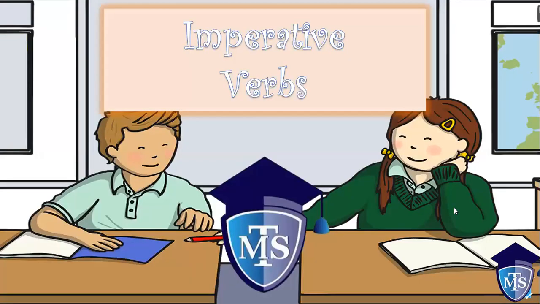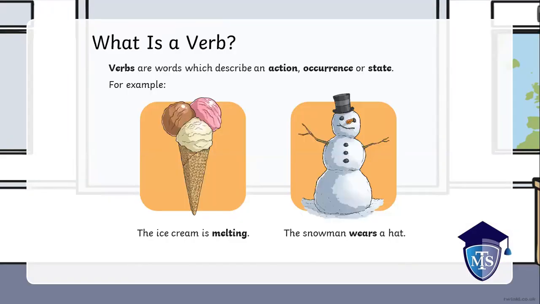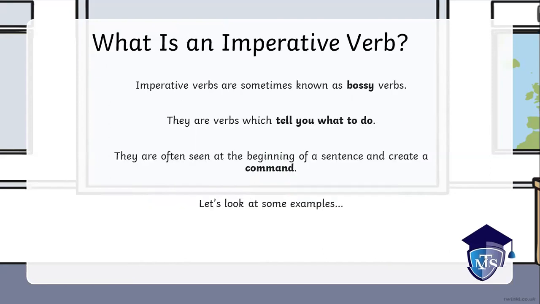Let's go on. Imperative verbs. Verbs in general are words that describe action, occurrence, or state. For example, here we have the ice cream is melting. It tells us what happens to the ice cream. The snowman wears a hat. What is the snowman doing? He wears a hat. So imperative is a bossy verb, or the verb that tells you what to do.